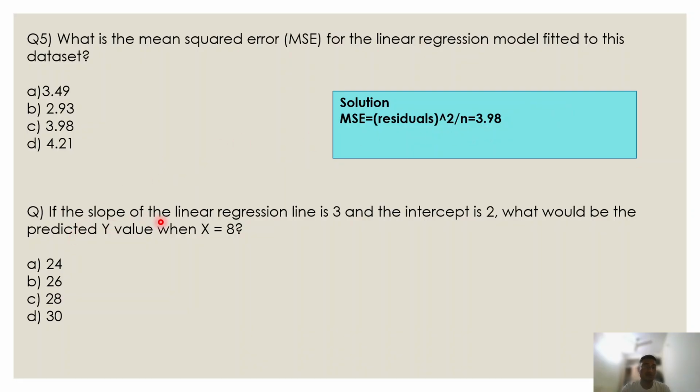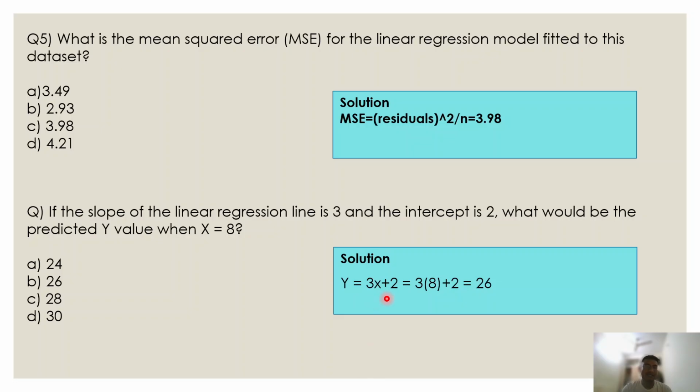Moving to the next question: if the slope of a linear regression line is 3 and the intercept is 2, what would be the predicted y value for x equal to 8? Don't consider the earlier beta 0 and beta 1 values, I gave you new values. Again, this is a straightforward answer. Someone answered B. I think you all got the concept. Yeah, it's the B answer, you are correct. This is simply 3x plus 2.